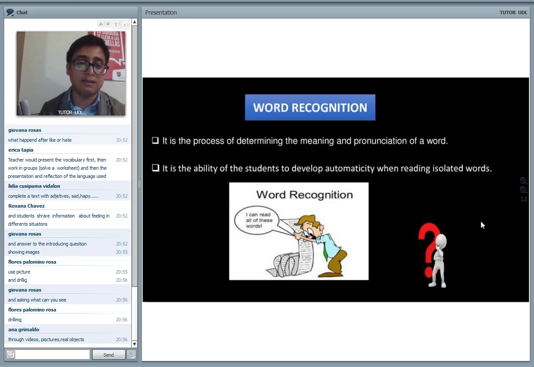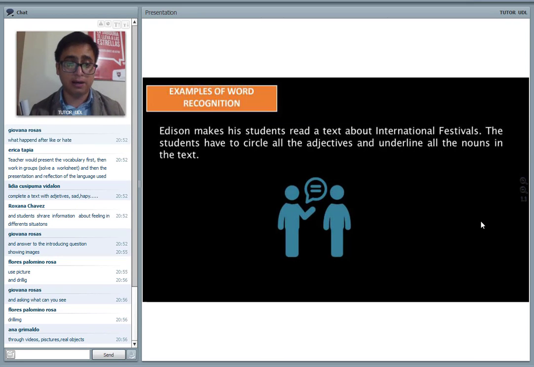And here it is the ability of the students to develop automaticity when reading isolated words. So in other words, is when the students recognize the word, they know the meaning, they know maybe the function of the word. So that is called word recognition. Yes? Here there is an example.